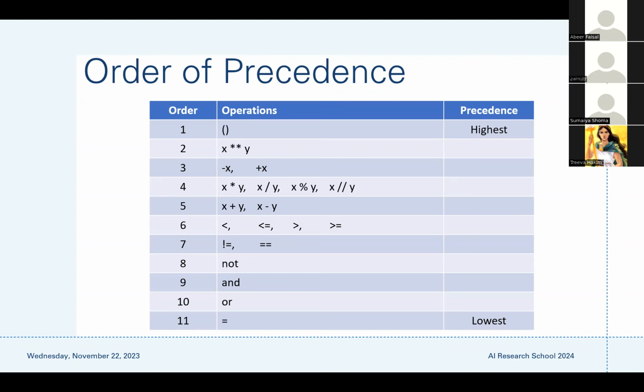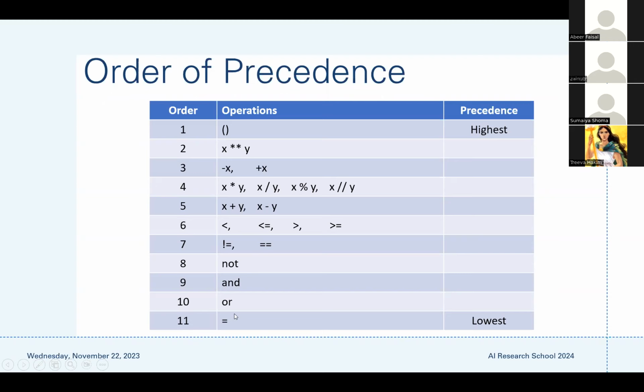So this is a table for order of precedence, showing how the operations will be performed first. First of all, everything that's in the parentheses is going to be executed, then power, then the sign bit, then multiplication operations, then addition and subtraction, and then all the logical operations as you see here.